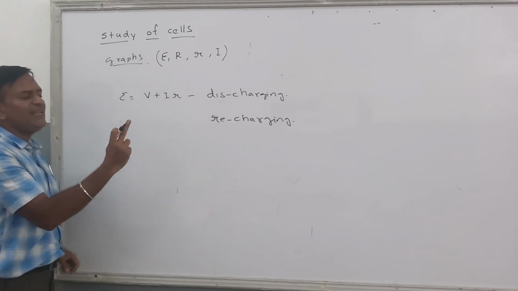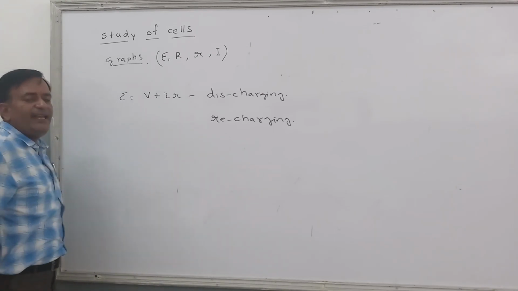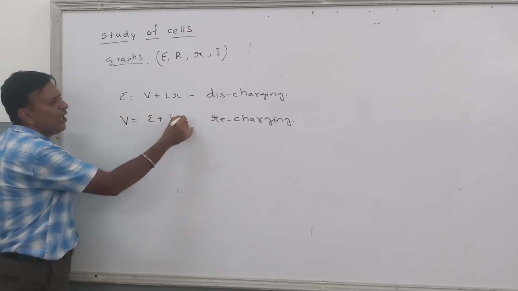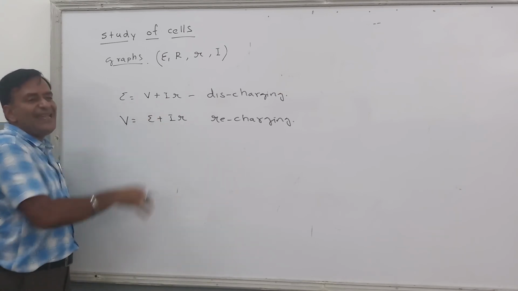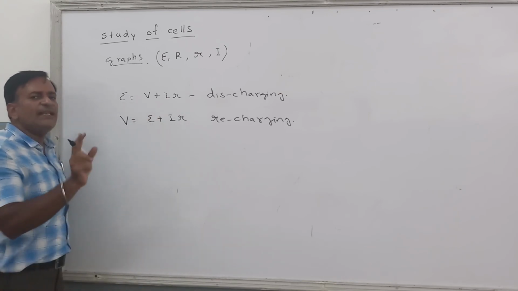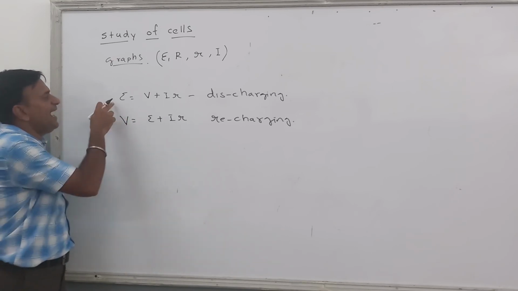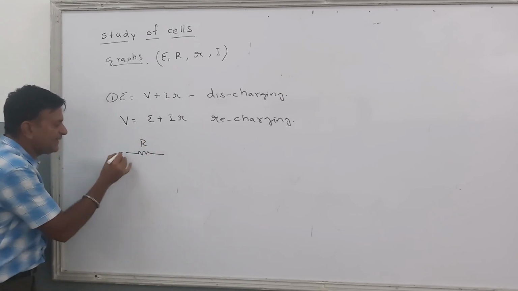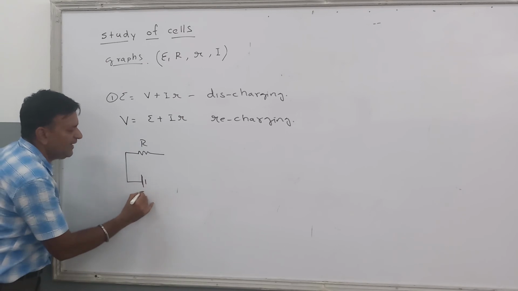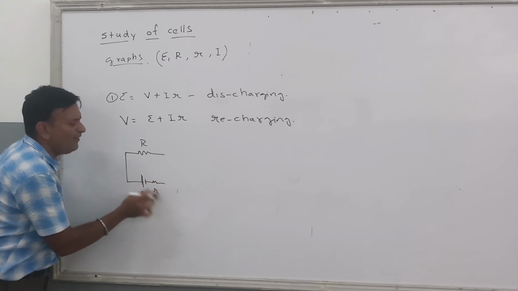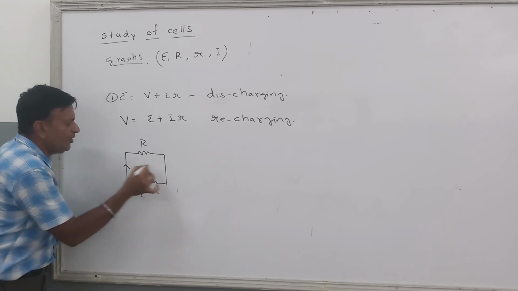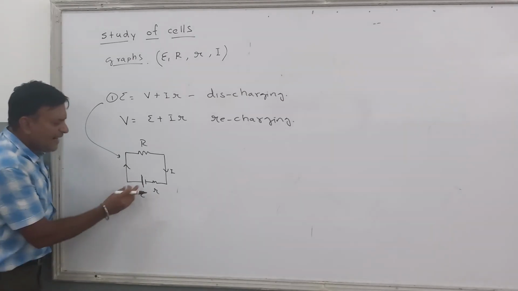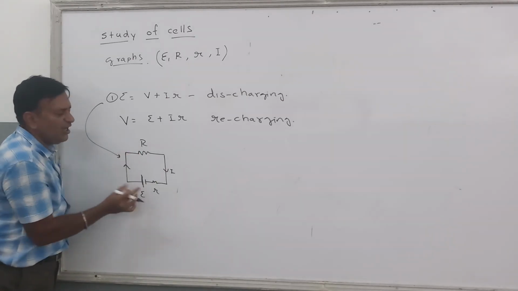In the process of recharging, what is the equation? The equation is V is equal to epsilon plus IR. The equation has changed. Let me draw the circuit diagram so that it becomes easy to understand. First, this. You have an external resistance, you have a cell, you have internal resistance, and current goes like this. Current comes out from the cell. You are using the energy of this cell.